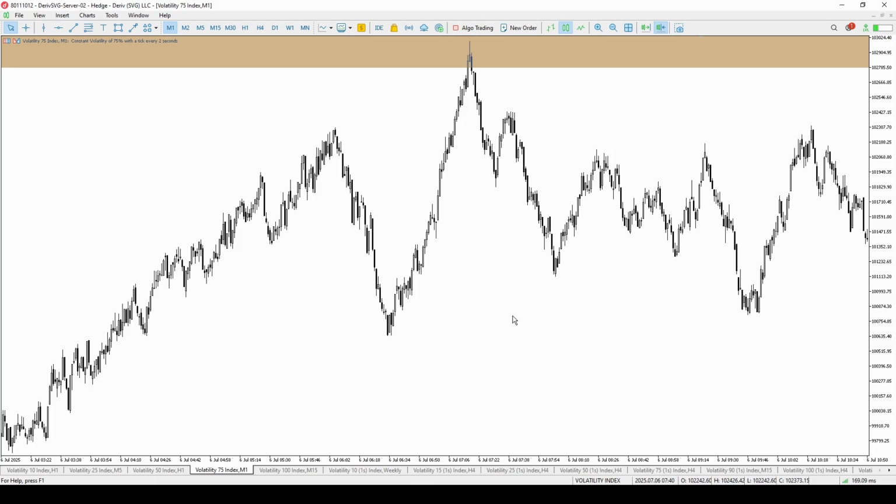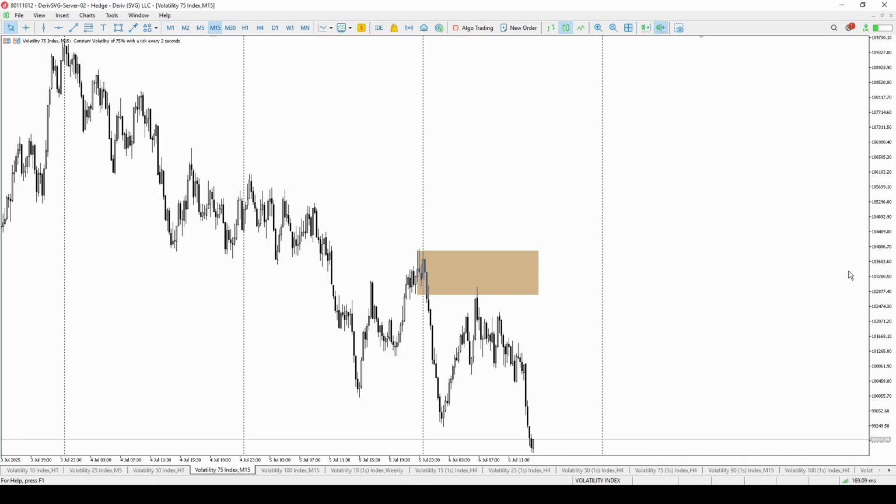Now that's your V75. And as you can look, we tapped in there, and all of this was for our taking. That was your ultimate exit, right? If ever you were targeting the lows of your M15, then that was going to be your ultimate exit.